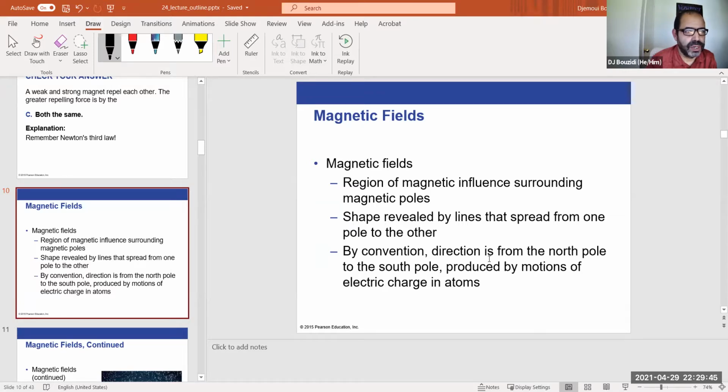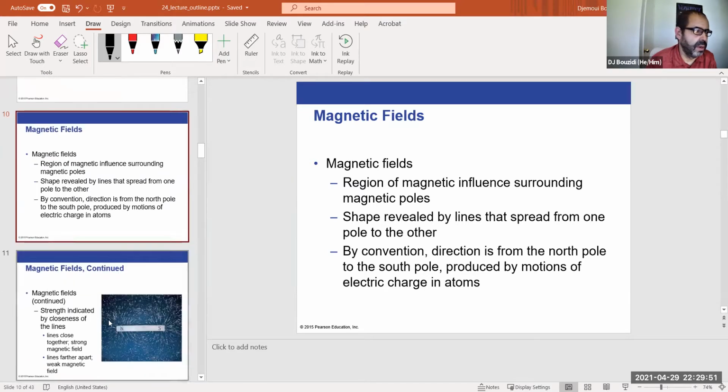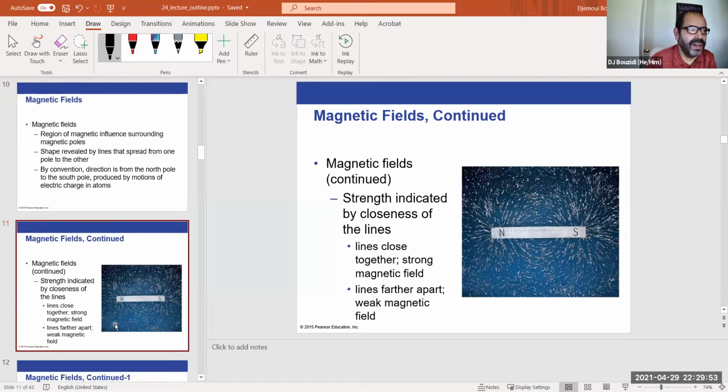So by convention, the direction is from North Pole to South Pole. This is basically the field lines, the magnetic field lines. Here is a picture of what I was talking about, the iron filings on a magnet. This is actually a clear material in here. And then if you sprinkle around it, this is how it looks, okay? So these are the field lines in here.